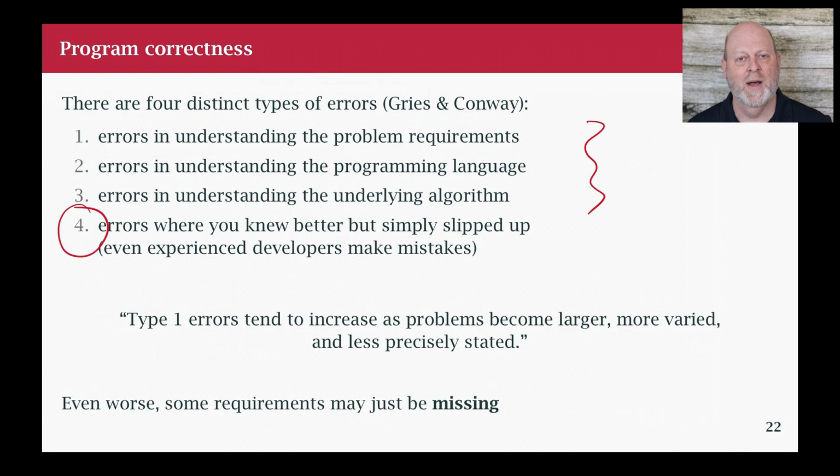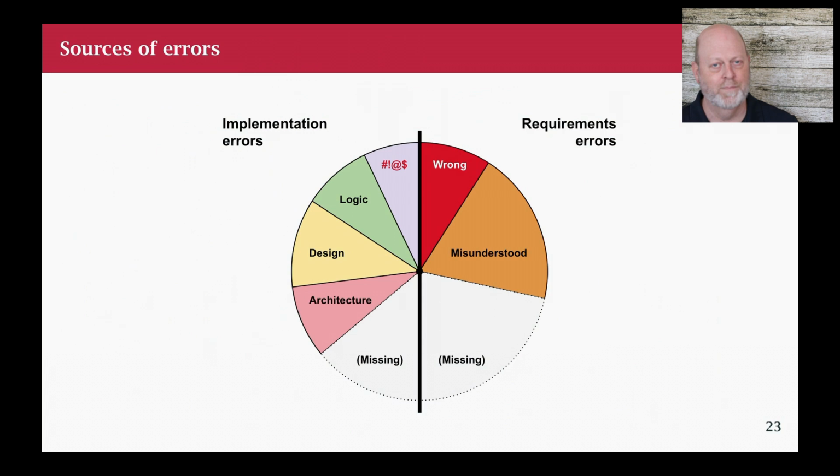It happens. That's why we have code reviews and testing. So, what's interesting is this comment, type 1 errors, and this is from the book, they tend to get bigger as these programs get bigger and more complicated, and as the information about what we think it should do becomes less specific. All right? So I've turned that into a little chart.